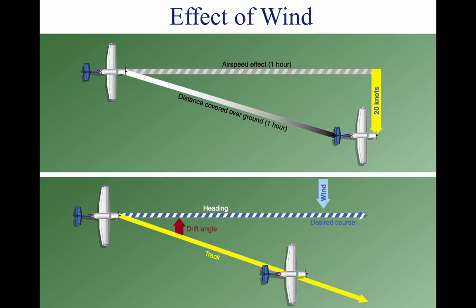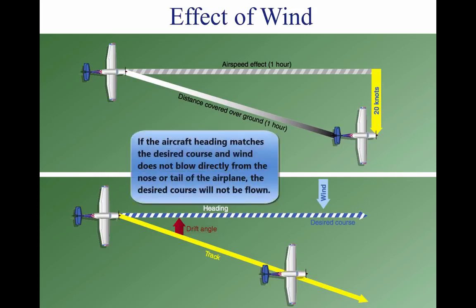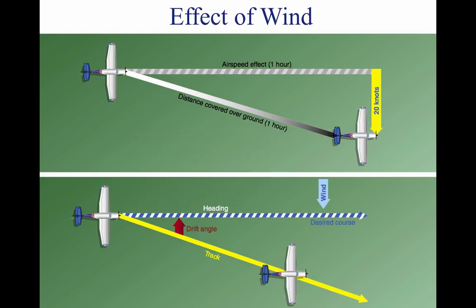The direction in which the aircraft is pointing as it flies is heading. Its actual path over the ground, which is a combination of the motion of the aircraft and the motion of the air, is its track. The angle between the heading and the track is drift angle. If the aircraft heading coincides with the true course and the wind is blowing from the left, the track does not coincide with the true course. The wind causes the aircraft to drift to the right, so the track falls to the right of the desired course, or true course.